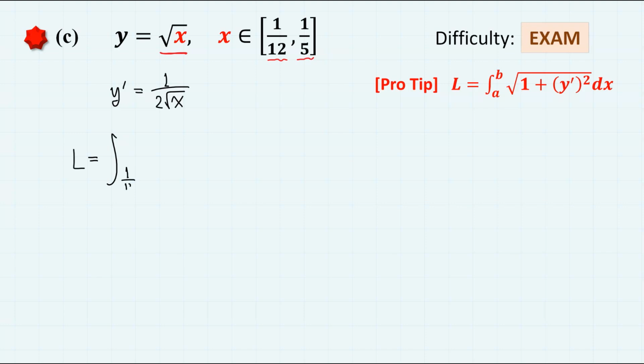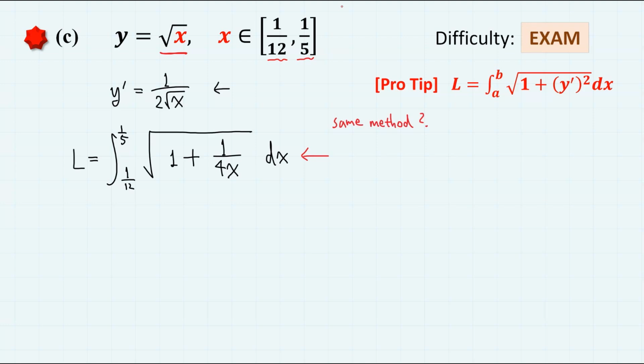Now from 1 over 12 to 1 over 5, square root of 1 plus this squared, which gives 1 over 4x. So how do we carry out this integral? Will the same trick work? I mean, can we substitute the entire radical thing with t being square root of 1 plus 1 over 4x, just like we did in the previous problem?